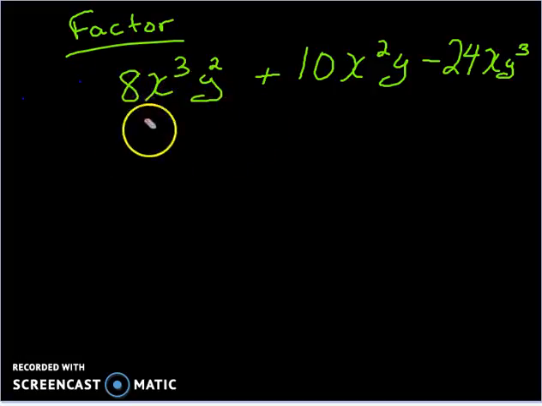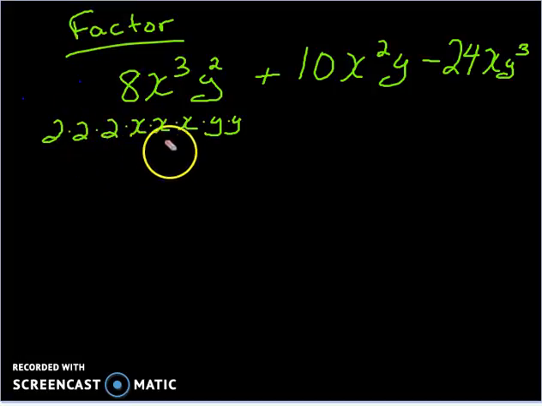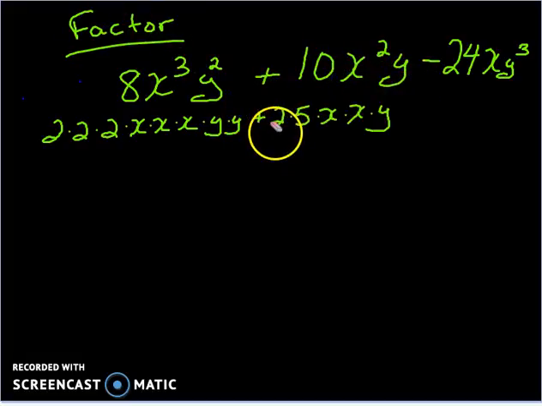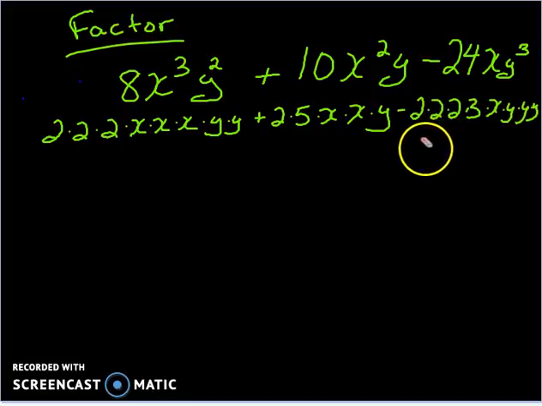What I'm going to do is start by breaking each one of these into their polynomial prime factors. So first thing I'm going to do, 8x cubed y squared, that's going to factor into 2 times 2 times 2 times x times x times x times y times y. I'm going to take my 10x squared y and factor that into 2 times 5 times x times x times y, and my negative 24xy cubed factors into negative 2 times 2 times 2 times 3 times x times y times y times y. Awesome.